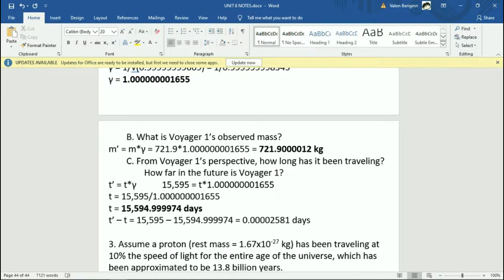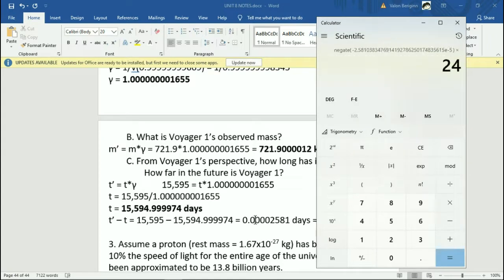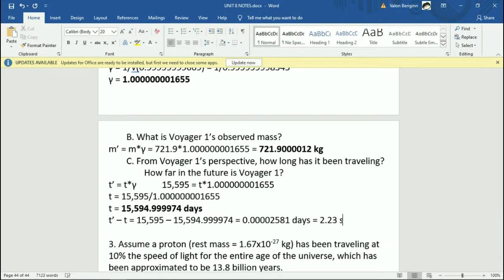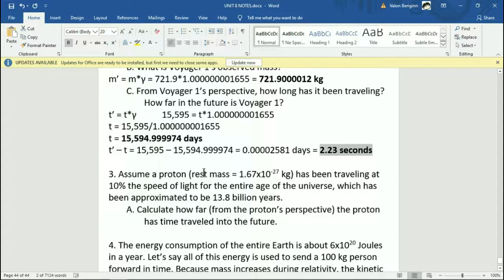If you're wondering, we can convert this. How many hours is this? Well, that'd be times 24, so like nothing. How many minutes is this? That's times 60. That's still not really anything. So how many seconds is this? Times 60 again. So it's 2.23 seconds. So Voyager 1 has technically time traveled into the future by 2.23 seconds after it's been traveling for about 43 years. So, there you go. Now you know. We did it. Congratulations.